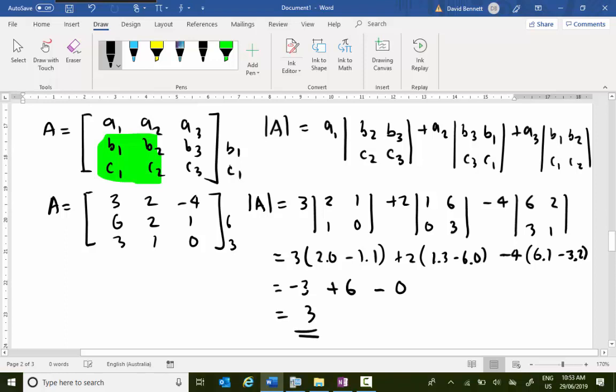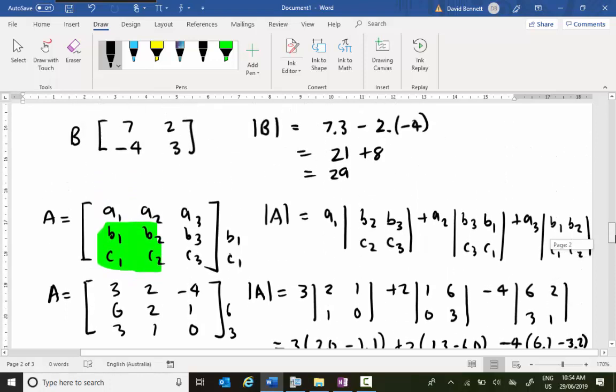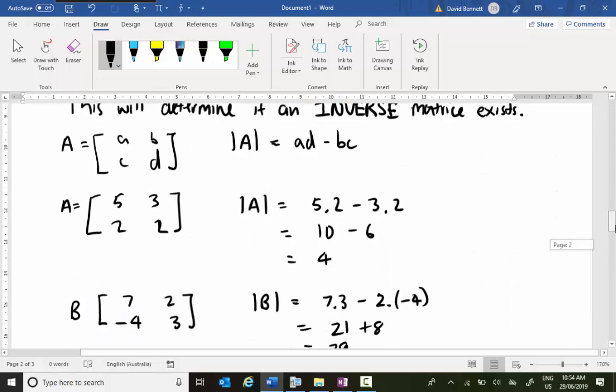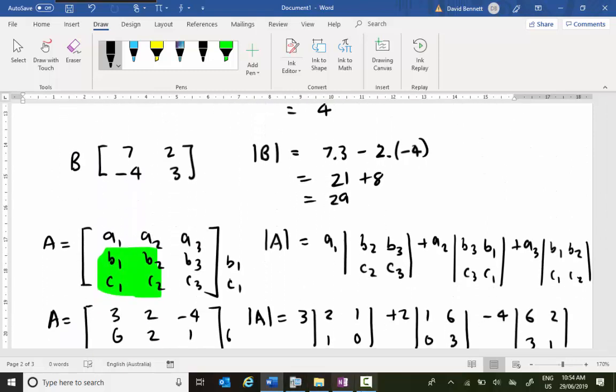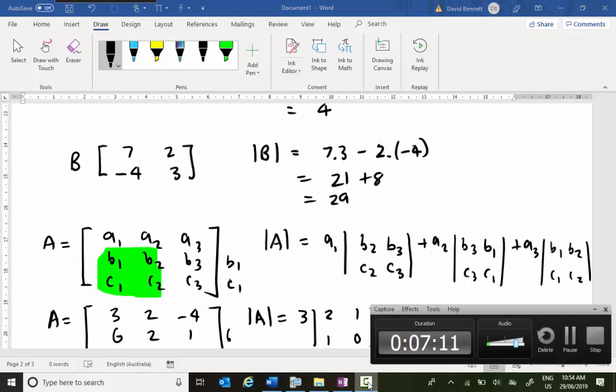That's probably more of a year 12 thing to do. You need to make sure that you can definitely do a 2 by 2, but a 3 by 3 is not really any harder for working out a determinant. Hope this helps. Let's do a bit of practice on that.